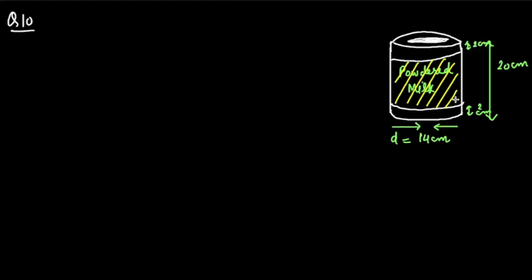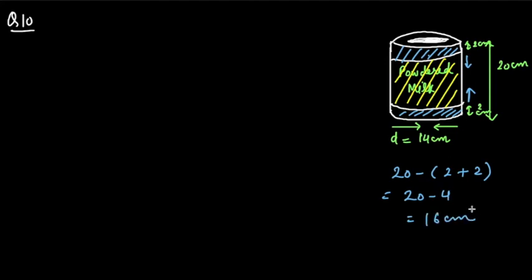Now what is happening when the company is placing the label? You see this shaded part is the label where the company has written the powdered milk. The company is leaving 2 centimeter space from the top and bottom both. If this was the total height of 20 centimeter, the company is leaving 2 centimeter space here and 2 centimeter at the bottom. It means out of 20 I have to subtract 2 plus 2. So 20 minus 4, this is the height of the label.